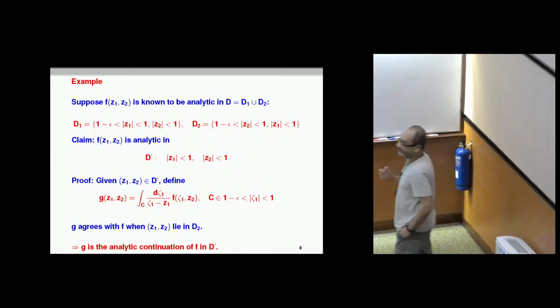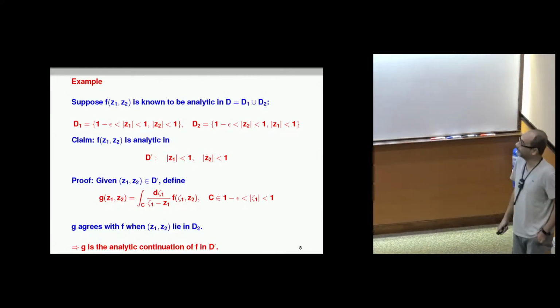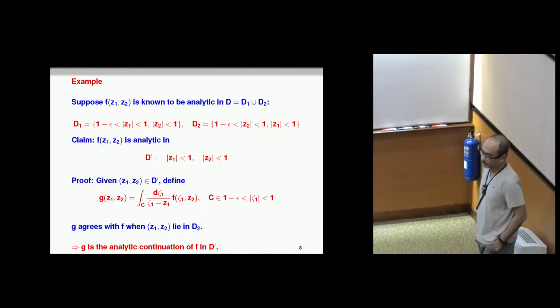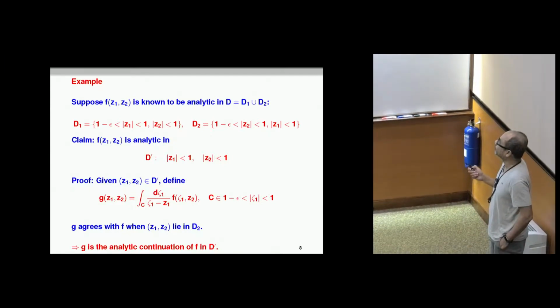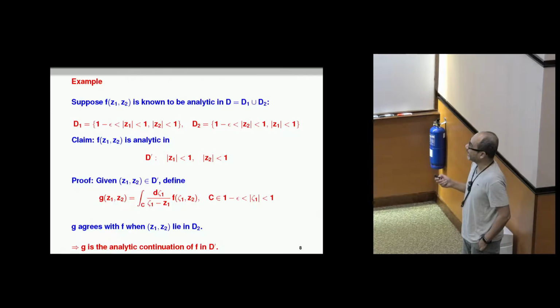So again, I will not give the proof, but here is an example of how you can extend the function. Let's suppose that we have a function of two variables, and it's known to be analytic in a domain which is the union of two domains, D1 and D2. D1 consists of a product of a unit disk in the Z2 plane and an annulus around the unit radius circle in the Z1 plane. And D2 is the opposite.